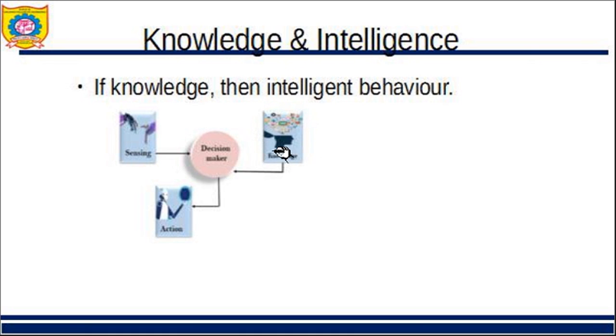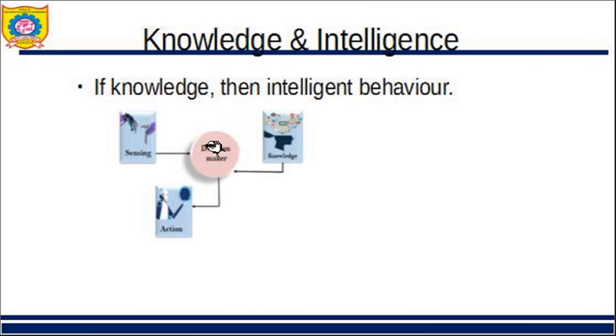So this is knowledge, okay. If knowledge is there, then you can expect action will be done intelligently. If knowledge is not there, then actions are not done intelligently. So knowledge and intelligence are side by side. Without knowledge, you cannot expect intelligence. This is there in human beings also, and similarly in machines also.